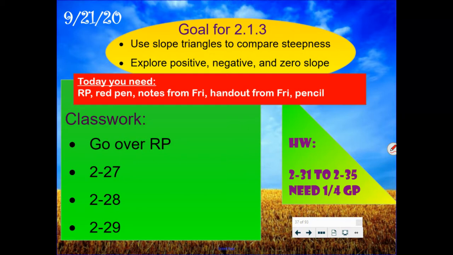Got it? The review preview that you are going to do for homework today, please write this down, is 31 through 35. You will need some graph paper, okay? 31 through 35, you will need graph paper. And you're going to finish watching this video, then you're going to do the review preview. That is your work for today. That's it. Cool? All right, here we go.